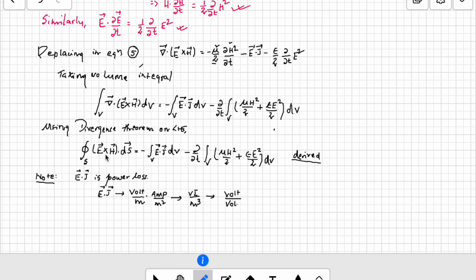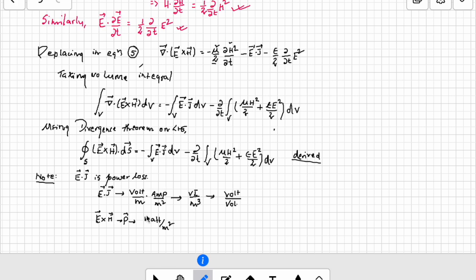Now E cross H: you can take a similar analysis, and we see that the unit of E cross H is nothing but the Poynting vector, not power, Poynting vector. This is watt per meter square. If you put watt per meter square, and then there is a surface, which also has a meter square, the meter square gets cancelled, and the dimension is watt.